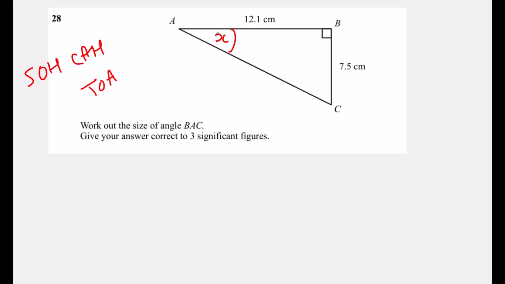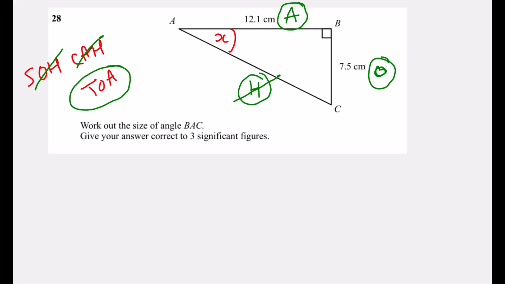And what's in the question? So opposite the angle is called the opposite. The longest side is called the hypotenuse. And in between the angle and the right angle is called the adjacent. Okay, next to the angle and the right angle. So I've got the adjacent. I've got A in the question. I've got O in the question. I don't have H. So it's tan, it's TOA.